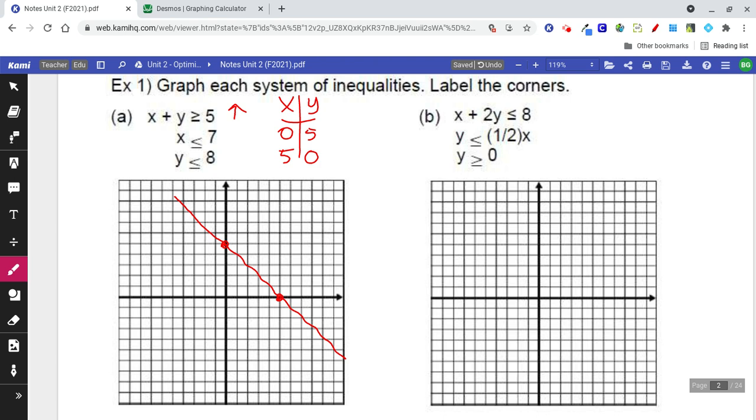So x is less than or equal to 7. That's going to be a vertical line. And I'm going to shade less than, so less than that. So 6, 7 right there. It's going to be a vertical line, and I'm going to shade to the left of that. Y is less than or equal to 8. That's going to be a horizontal line, and I'm going to shade below it. So there's 8.